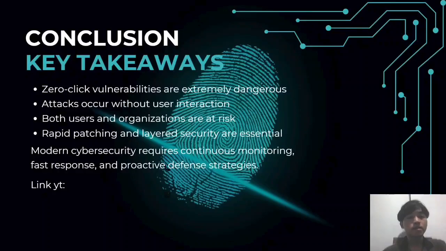Conclusion. These are the key takeaways. Zero-click vulnerabilities are extremely dangerous. Attacks occur without user interaction. Both users and organizations are at risk. Rapid patching and layered security are essential. Modern cybersecurity requires continuous monitoring, fast response, and proactive defense strategies.